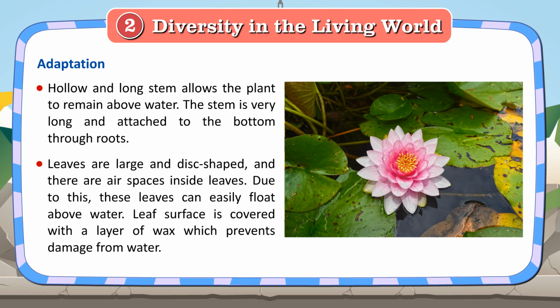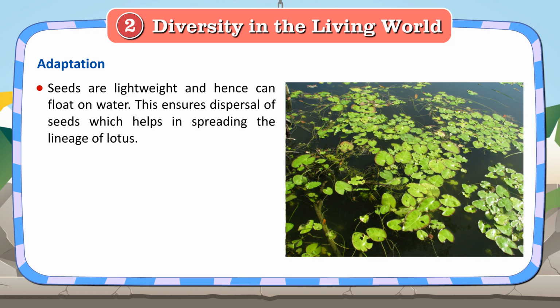Leaves are large and disc-shaped and there are air spaces inside leaves. Due to this, these leaves can easily float above water. Leaf surface is covered with a layer of wax which prevents damage from water. Seeds are lightweight and hence can float on water. This ensures dispersal of seeds which helps in spreading the lineage of lotus.